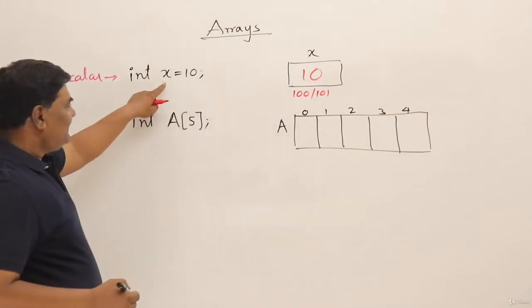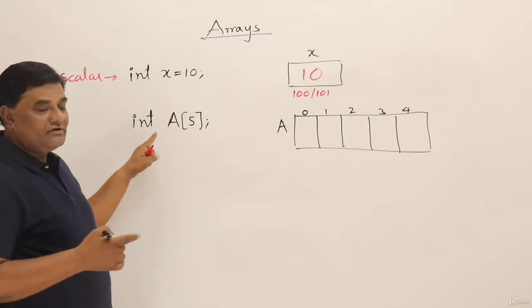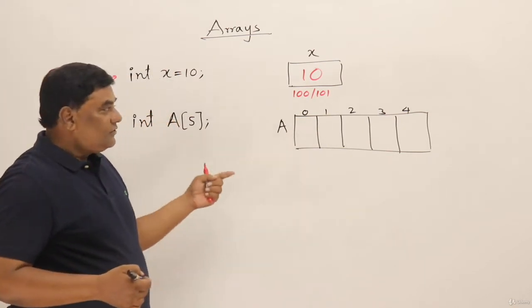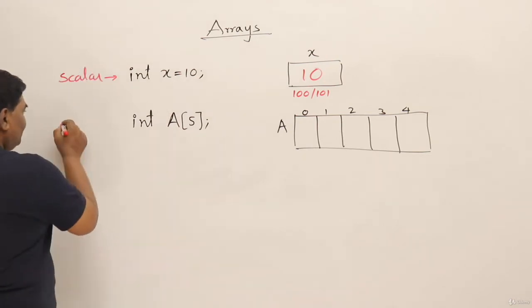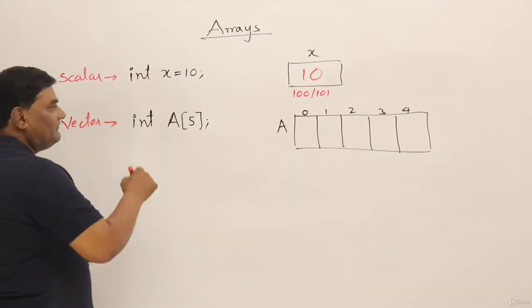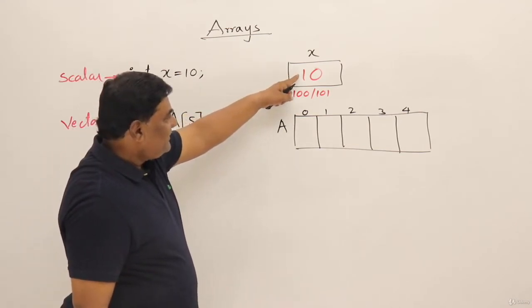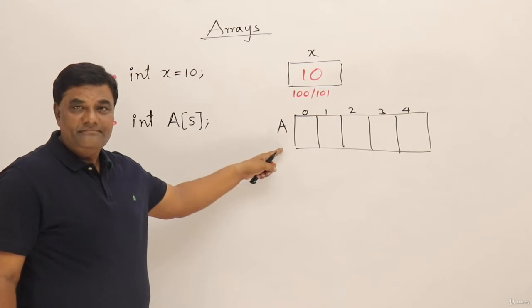Now here x is a scalar variable where I can store just one value. This is a vector variable which also has a dimension. It's a single dimension, so I can store a total of 5 values in this one. So we can call this variable a vector variable. So arrays are vector variables. This is a single integer under the name x. These are 5 integers under the name A.